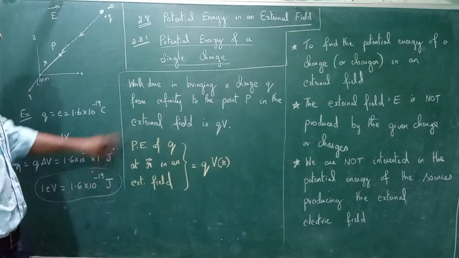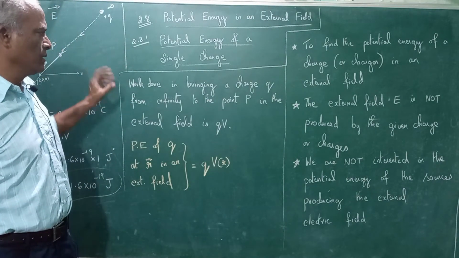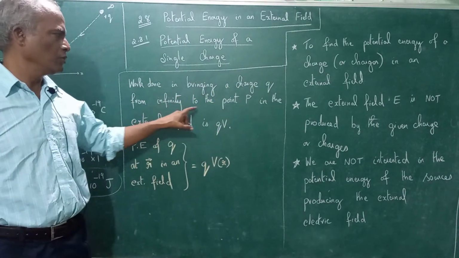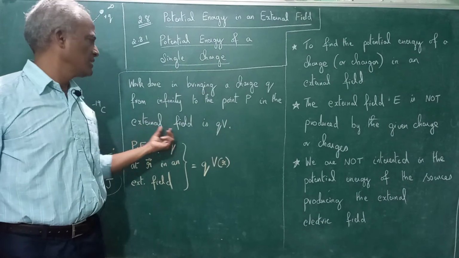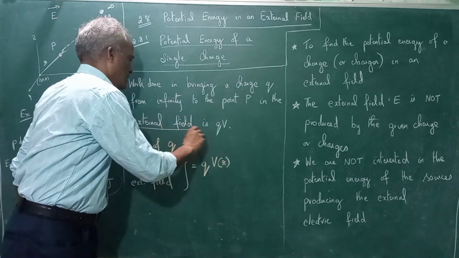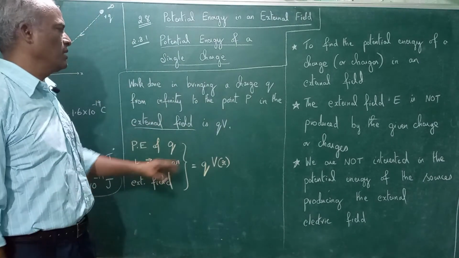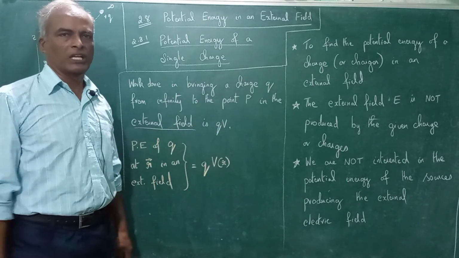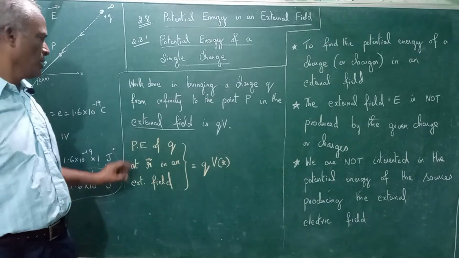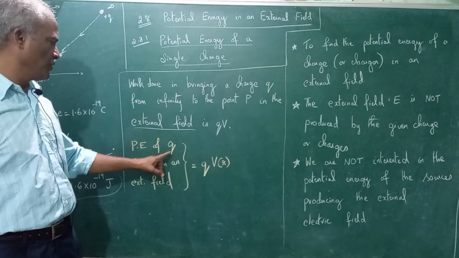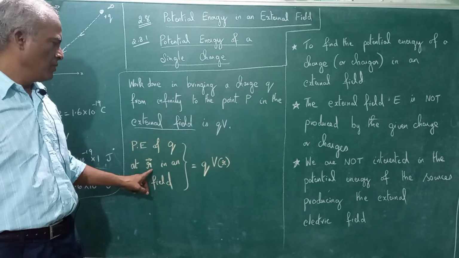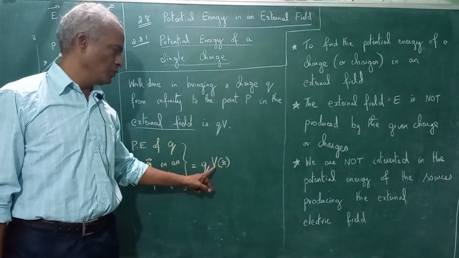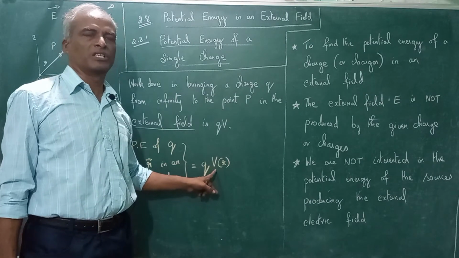Now we will define the work done in bringing a charge Q from infinity to the point P in the external field. External field means the already existing field. It is QV, that means charge multiplied by potential difference V. That is, the potential energy of Q at r in an external field is equal to Q into V, the voltage, that is the potential difference.